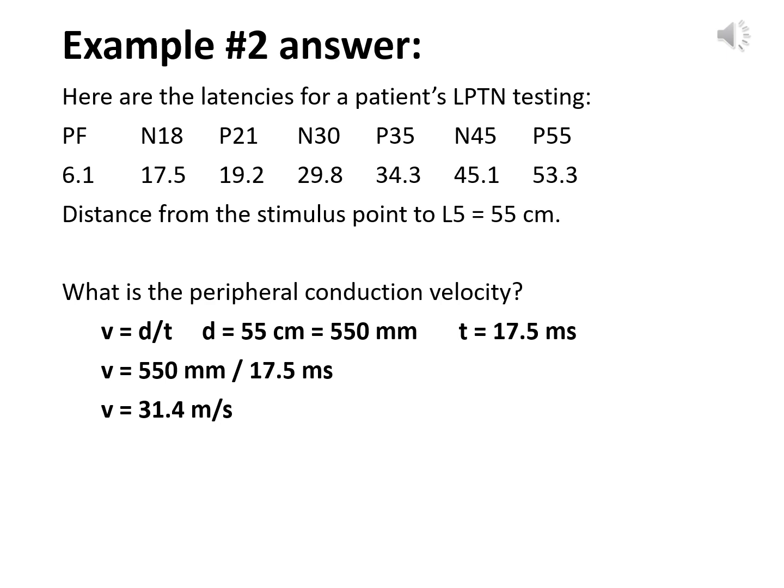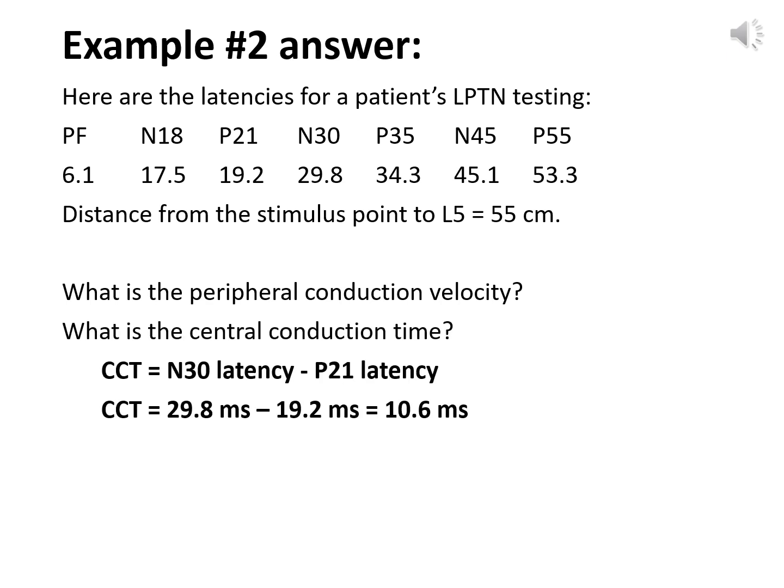Then we're told that the time for the L5 electrode, which is the N18 response, is at 17.5 milliseconds. And so V equals D over T is 550 millimeters divided by 17.5 milliseconds equals a velocity of 31.4 meters per second. Part 2 of the question asks us to give the value for the central conduction time.